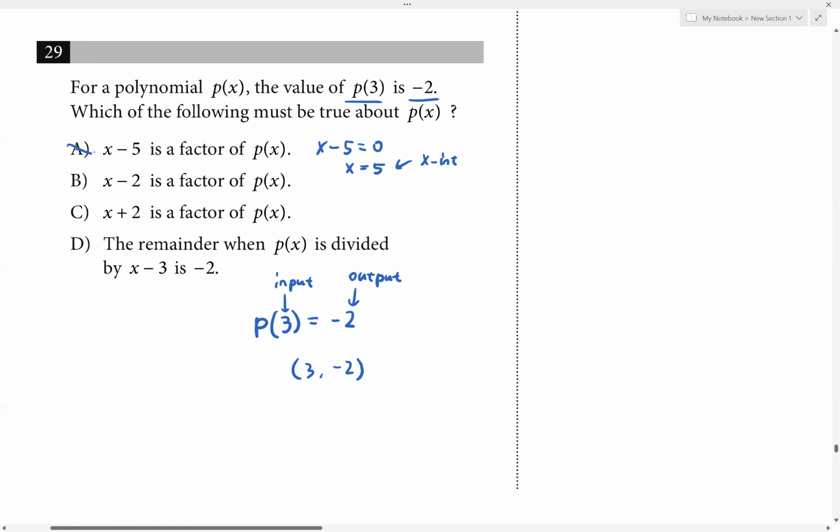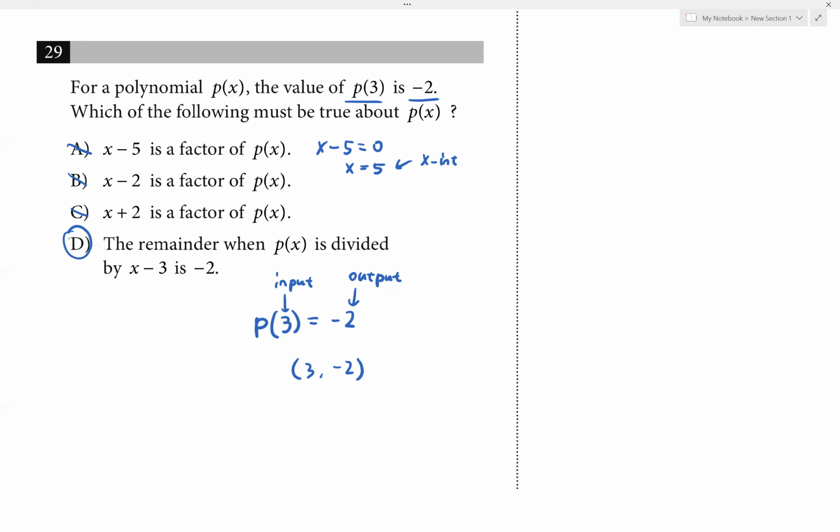For the same reason, we can eliminate B and C. If x minus 2 is a factor, we know x equals 2 should be a solution, so we should have a point at 2 comma 0. That's the x-intercept. But again, we don't know for sure. Based on the information they tell us, we cannot verify that. Same thing with C. So just by process of elimination, it has to be D for the correct answer, because A, B, and C we cannot verify.